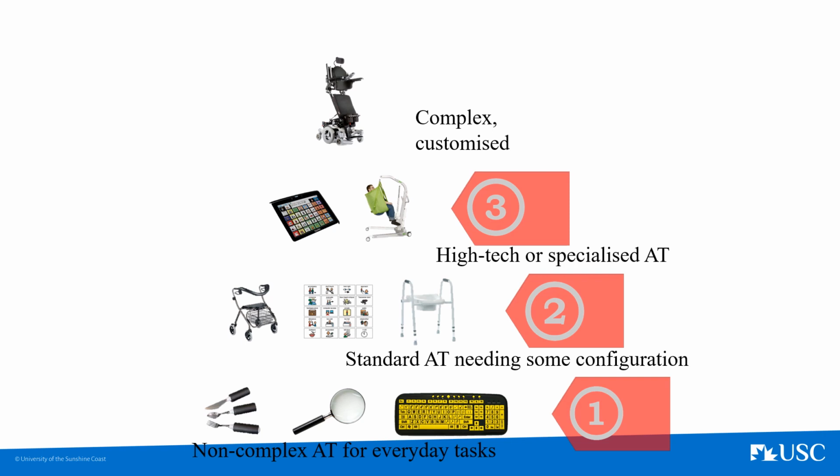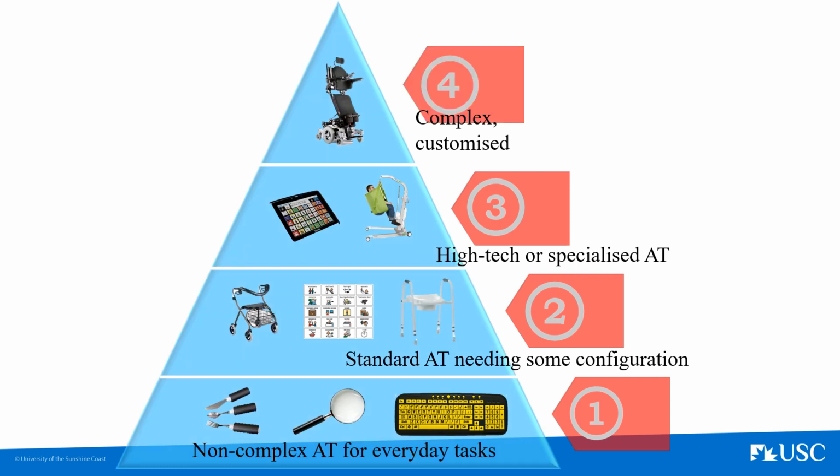Level 3, we're going into the high techs of specialized assistive technology, which actually, funnily enough, would include things like hoists, because you do need to know how to use a hoist correctly. It's not just a small configuration; you need some skills in terms of hoisting. Things like some augmentative or alternative communication boards. And level 4 is the complex and complicated. So the high-end electronic devices, maybe really complicated seating configurations and things like that.